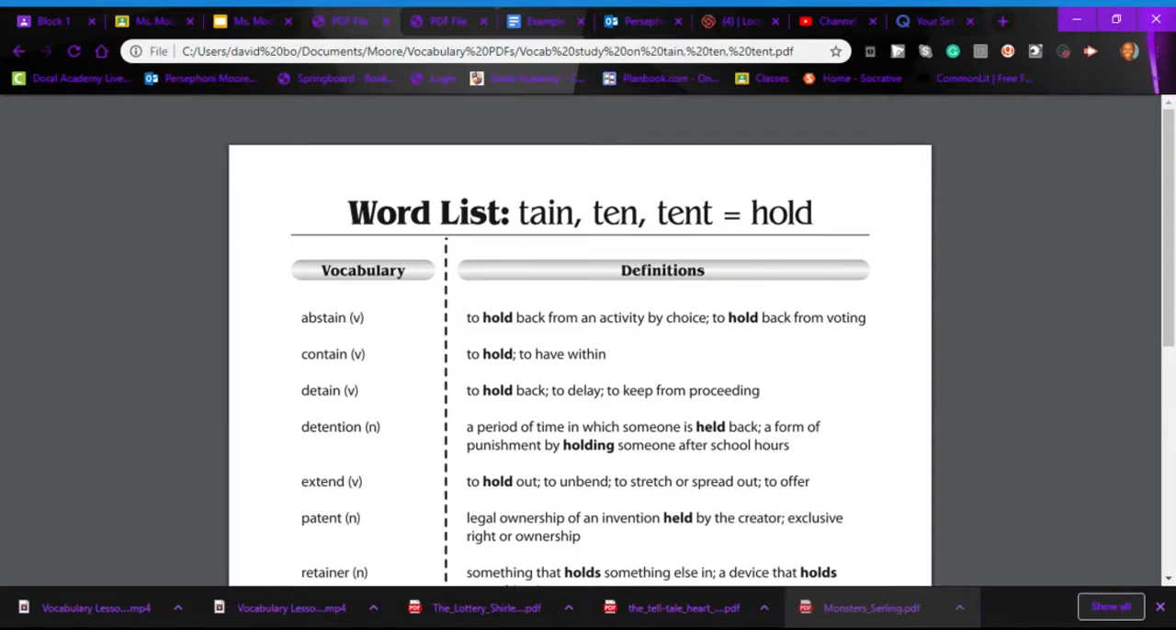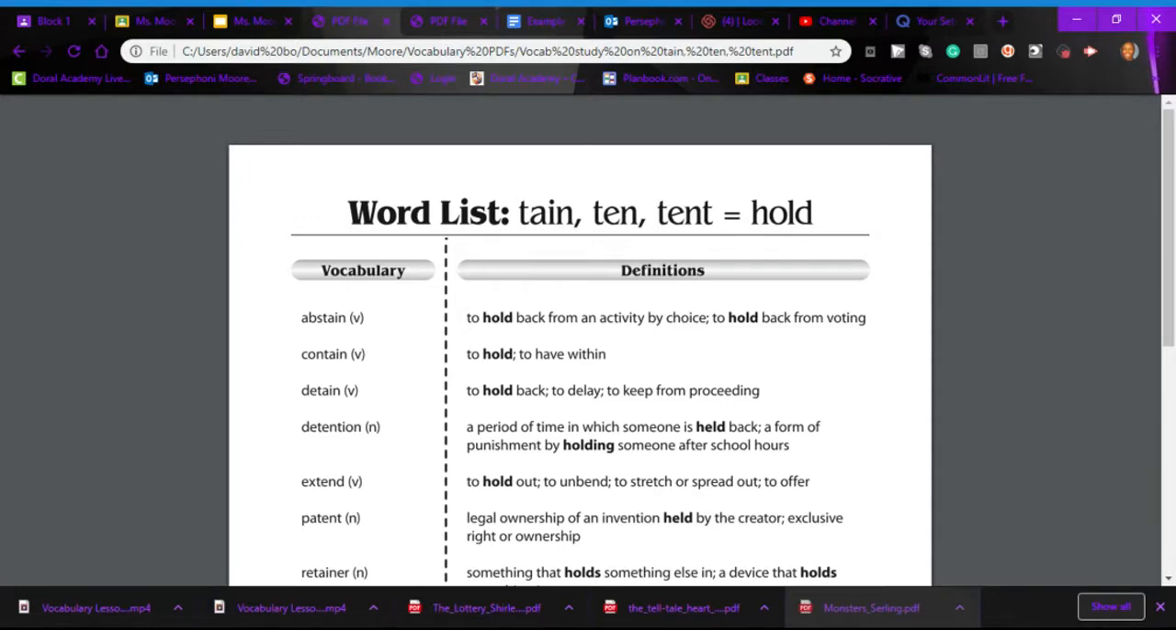And so you'll notice that all of these words have to do with something being held back or something being held, and how it relates to the definition as well as the part of speech. We have to also make sure that we are focusing on the part of speech as well in order to better understand the words that are being given. Let's get started. Abstain is a verb.